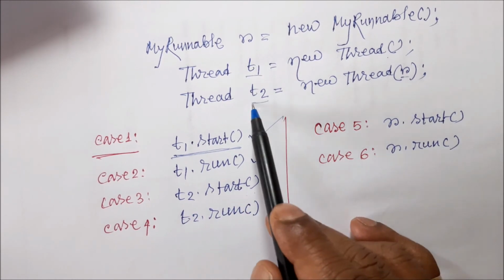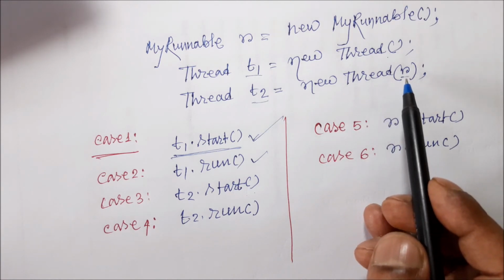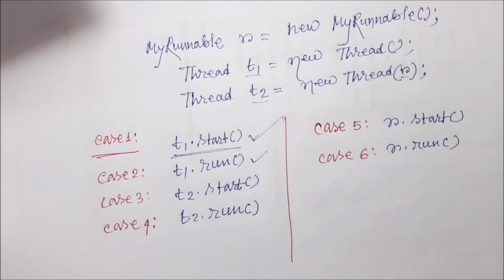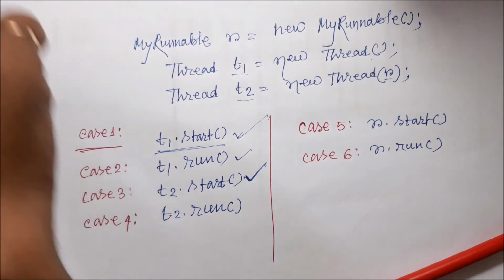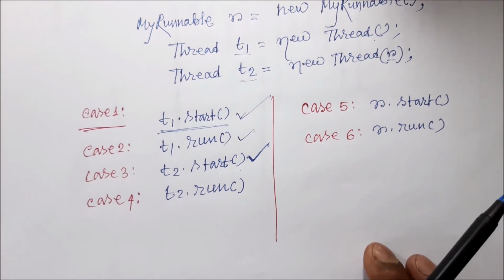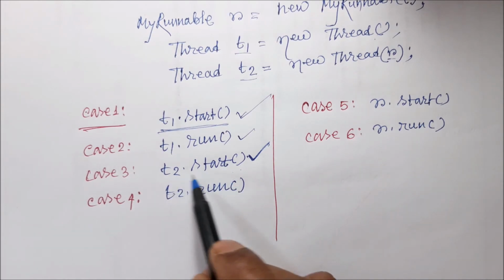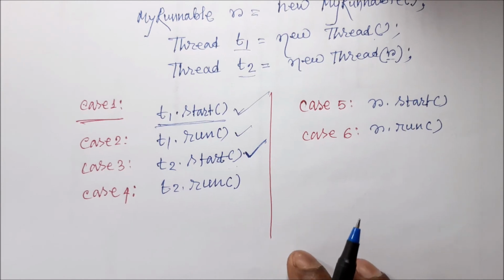So this one, t2.start method. That means we have already passed the target runnable interface. If I call t2.start method, we have already seen this. Now move on to the next case. This is the third case, where if I use t2.start method, what will happen if you call t2.start method?